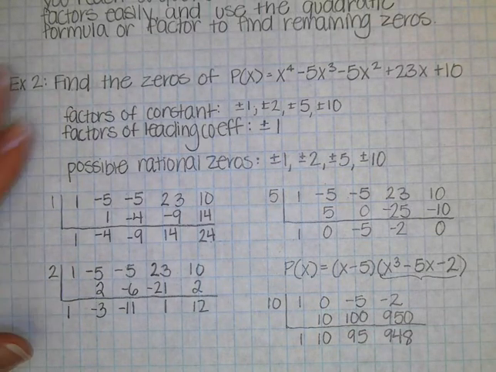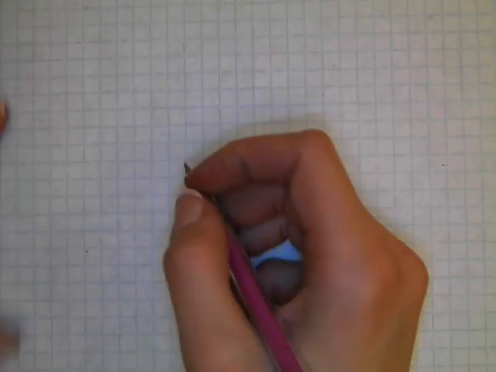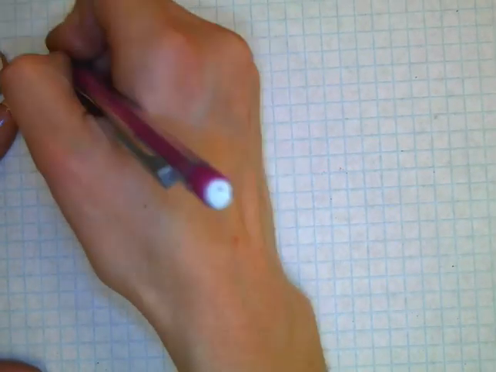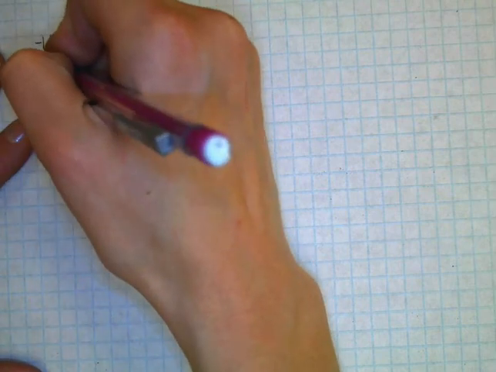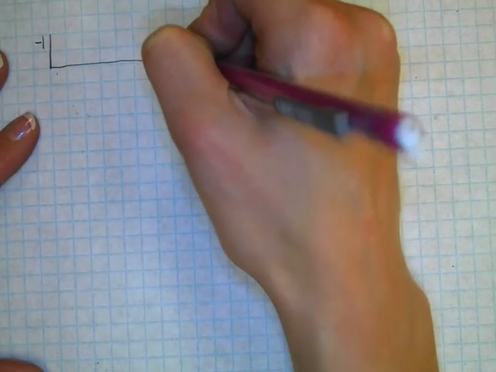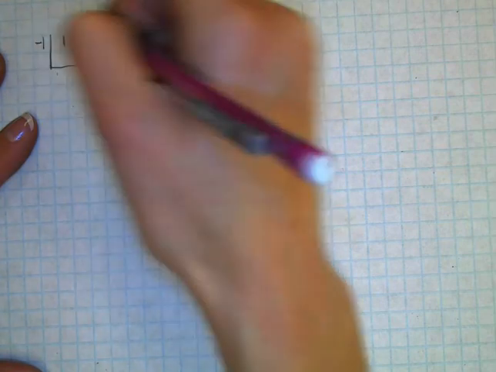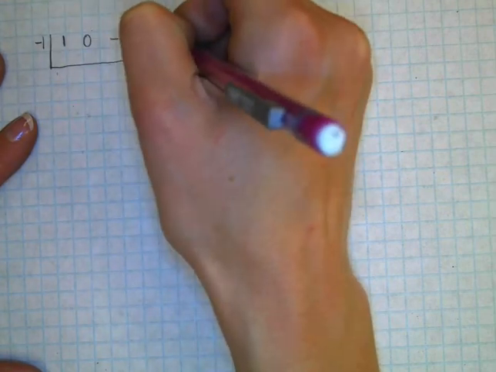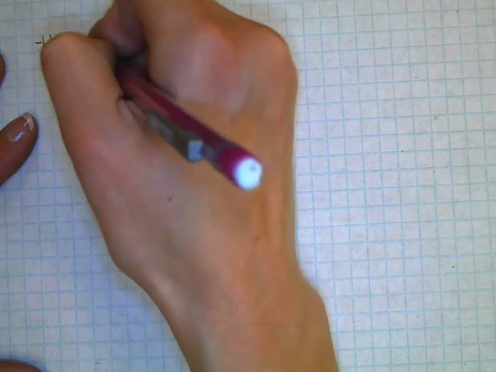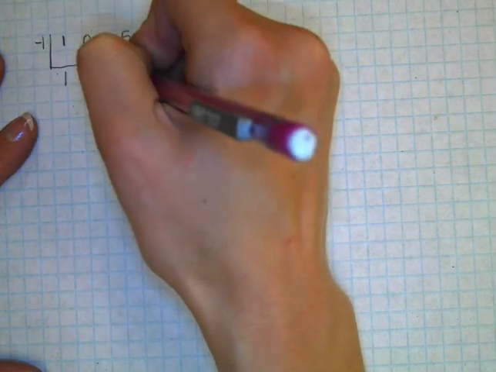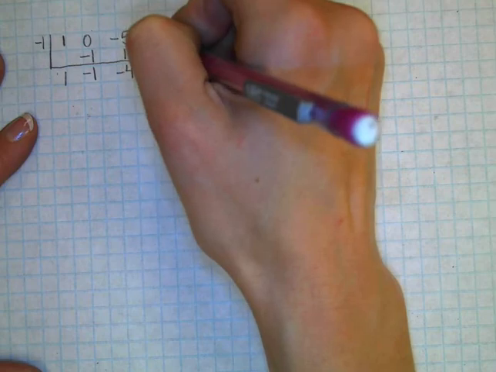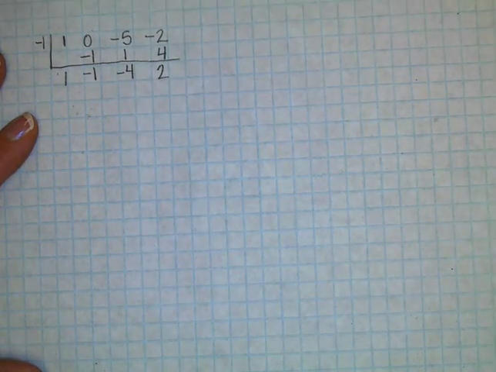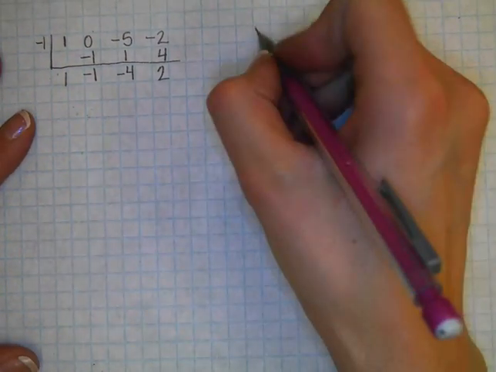I'm going to start with -1. And again, I'm going to continue to use that quotient that I found rather than the original function. So I'm going to try -1. Again with the quotient 1, 0, -5, -2. We get 1, -1, -1, 1, -4, 4, 2. -1 is not a 0. Moving on to -2.